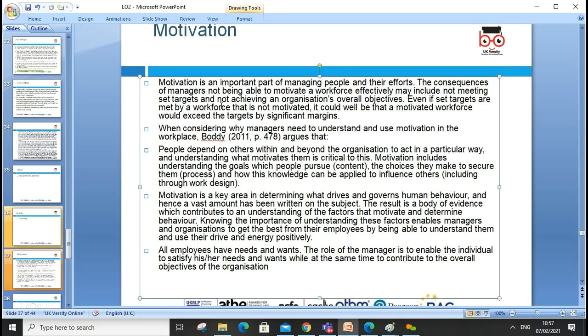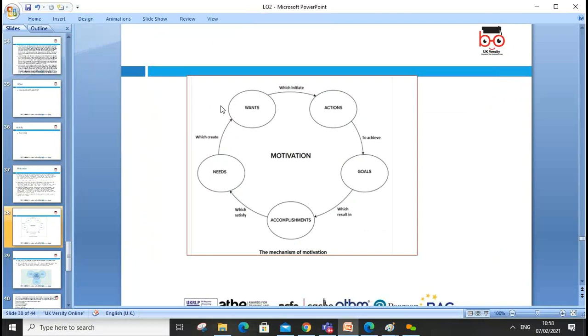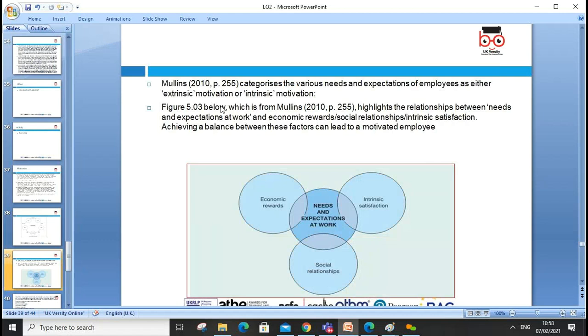People depend on it within and beyond the organization to act in a particular way. So as a company, we need to understand and motivate staff well. If we don't, we can't really achieve. So how can we motivate? We need to look at their wants and needs. We need to take action. We need to set goals. We need to accomplish them. So this cycle will carry on happening, and the people will carry on being motivated. Otherwise, we're not going to achieve our objective in the desired manner.